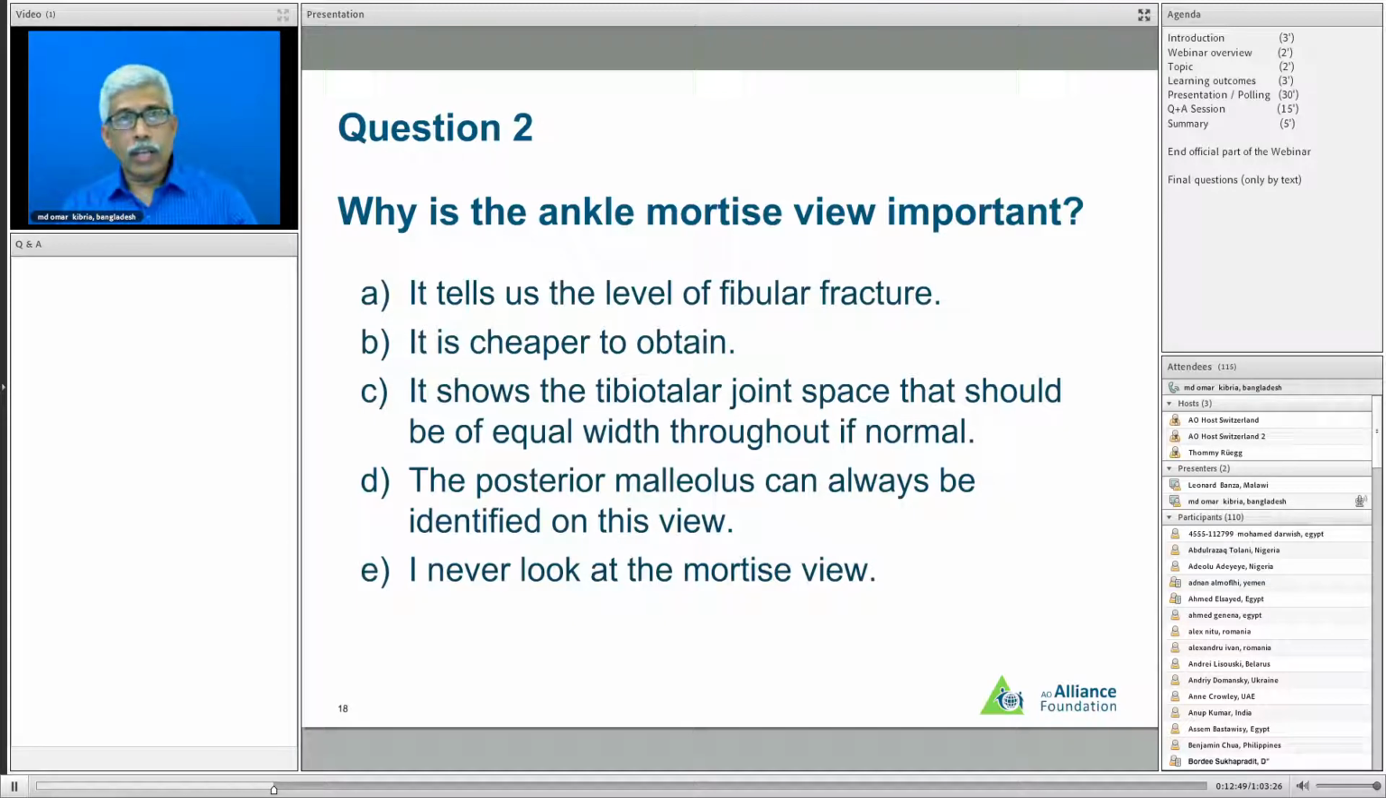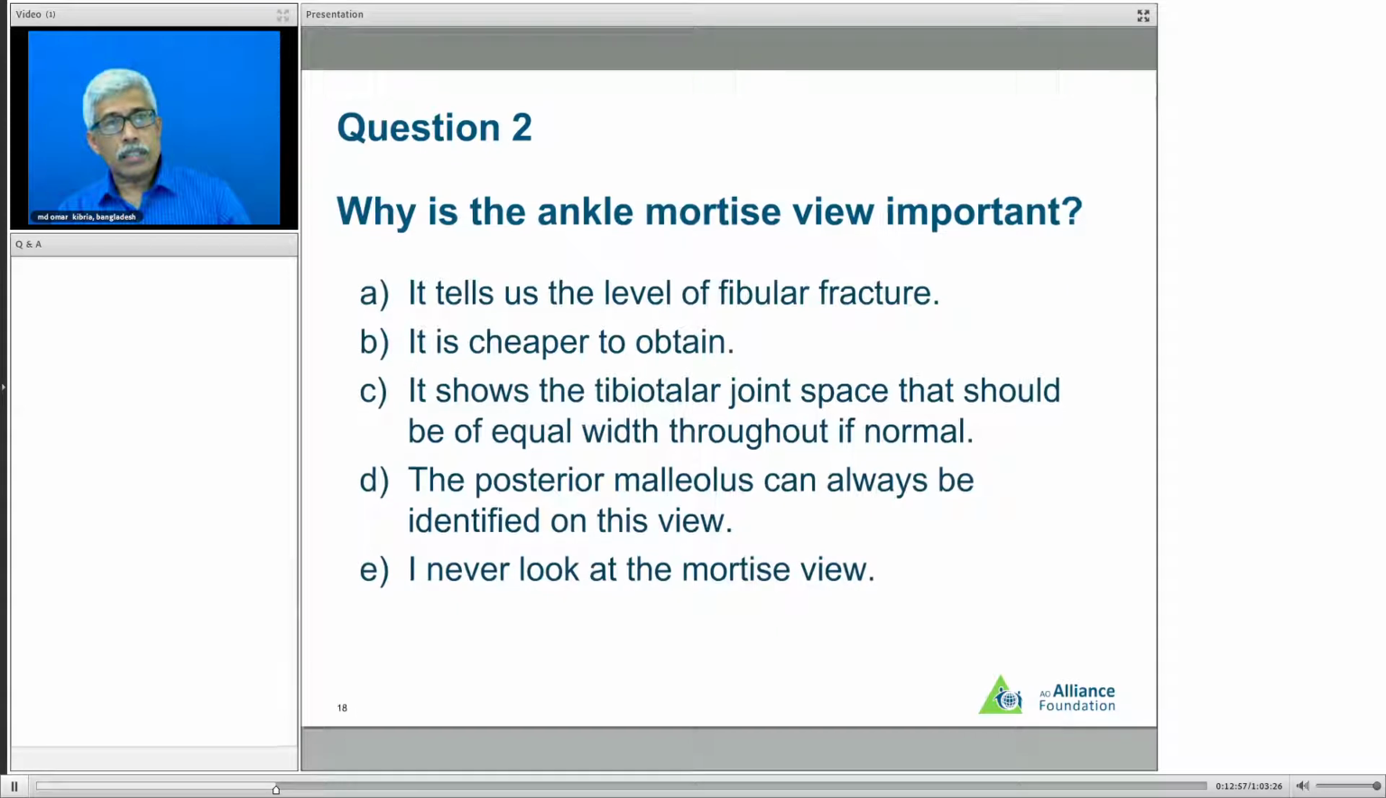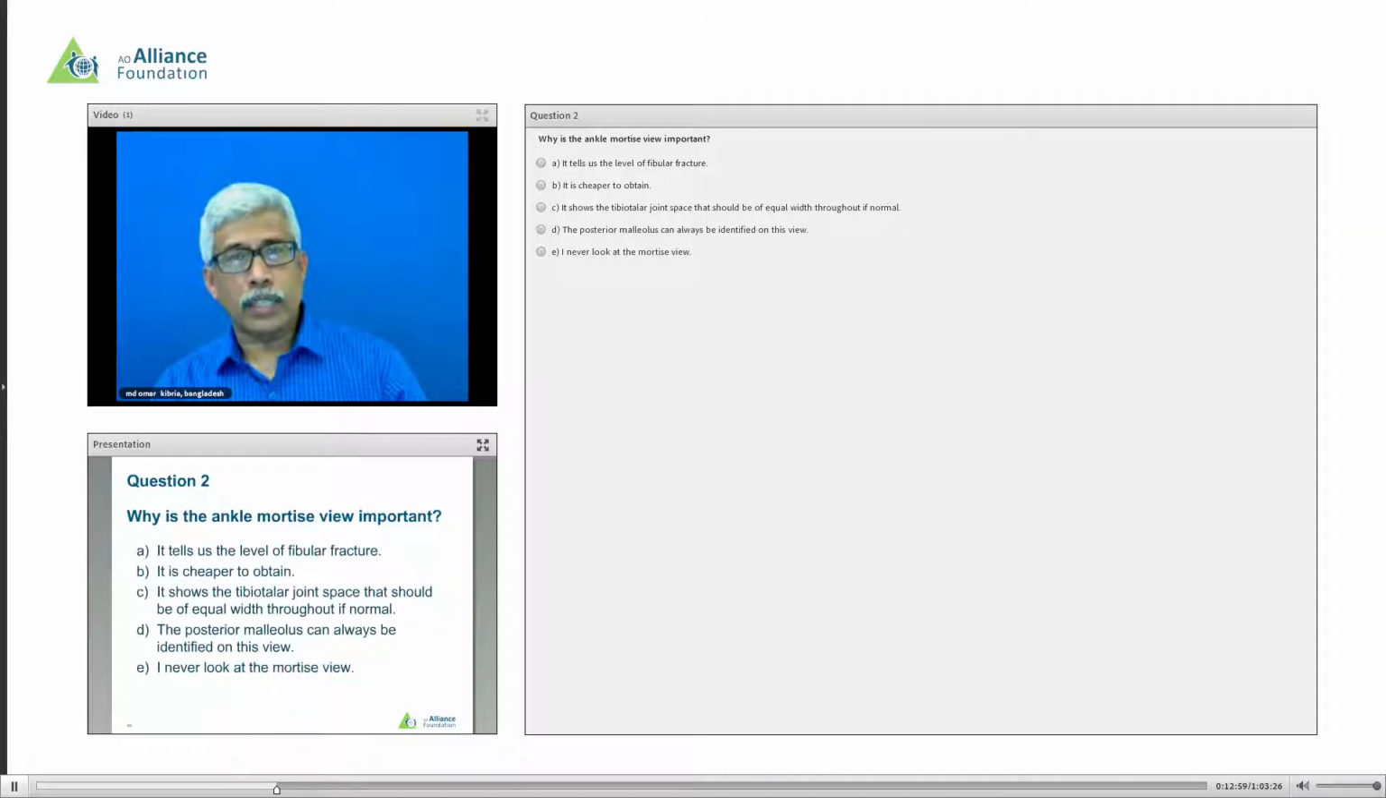Now I will have a second question for you. Why is the ankle mortise view important? You can see the answers. Now it's your time to vote for it. You have a few seconds to answer. Your time starts.